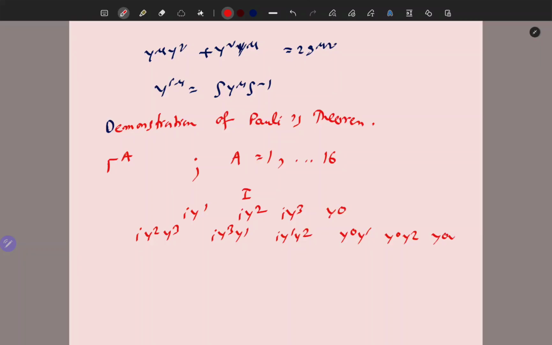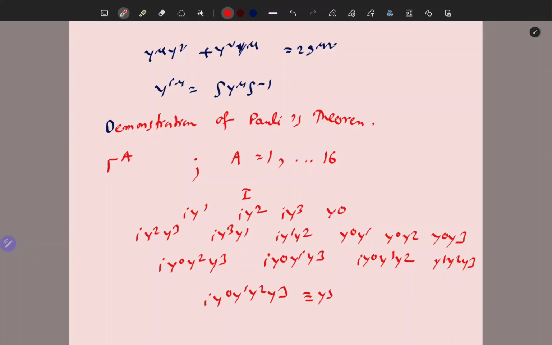0 gamma 2, gamma 0 gamma 3, i gamma 0 gamma 2 gamma 3, i gamma 0 gamma 1 gamma 3, i gamma 0 gamma 2 gamma 2, gamma 1 gamma 2 gamma 3, and i gamma 0 gamma 1 gamma 2 gamma 3, which is defined as gamma 5.